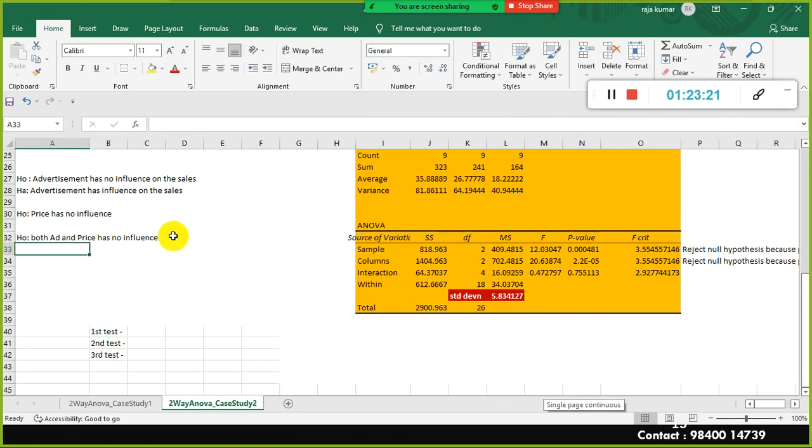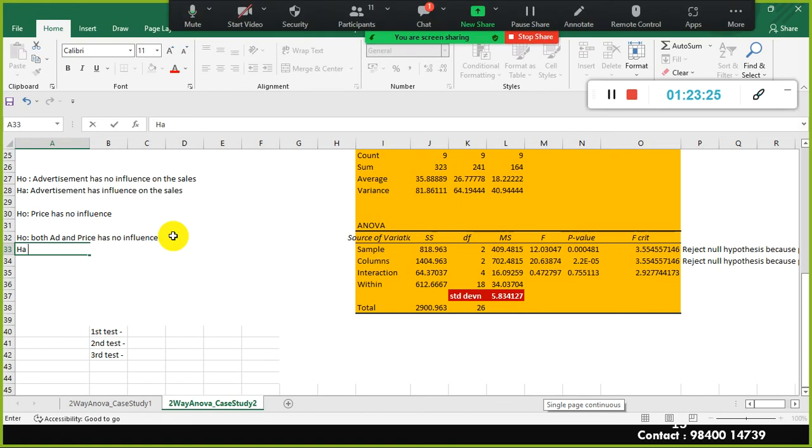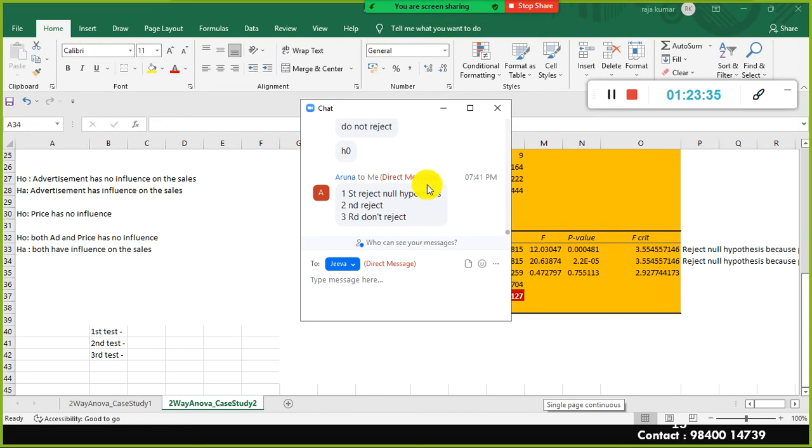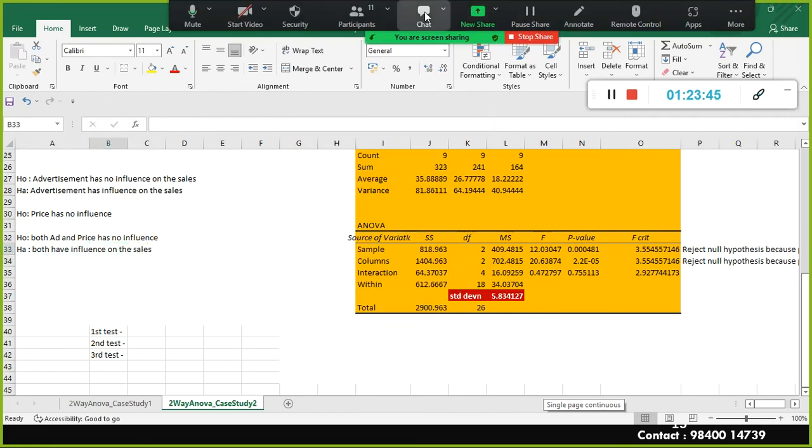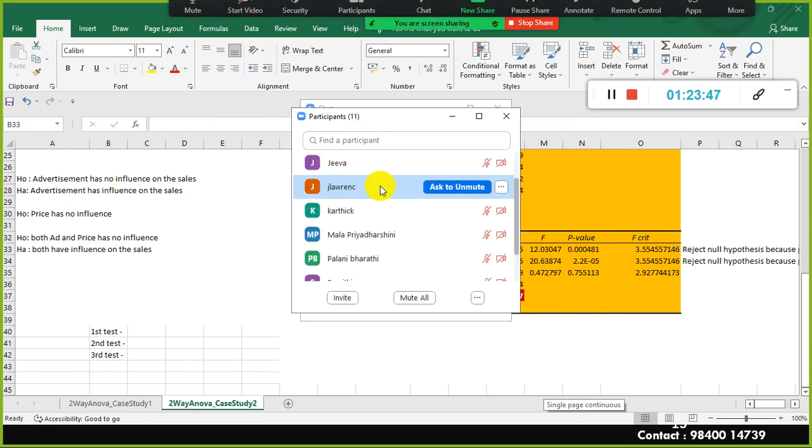I don't know, why don't you give one more try? Yeah, first reject null hypothesis, second reject, super, right? Don't reject, fine. So Aruna also now picked up. How about Palani? Palani, are you able to understand or not? Palani, you are not responding.